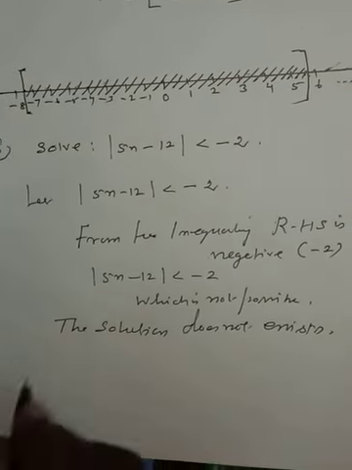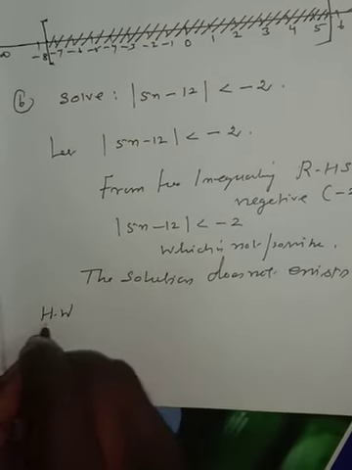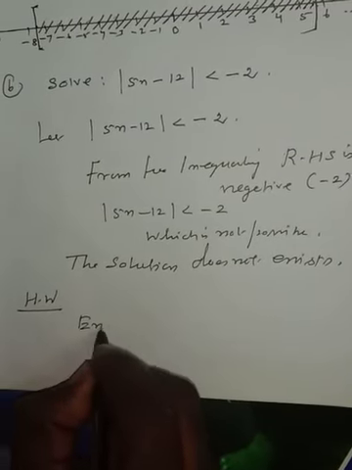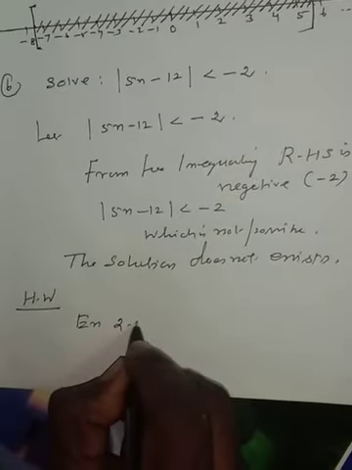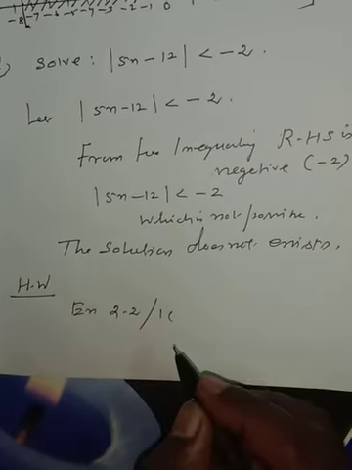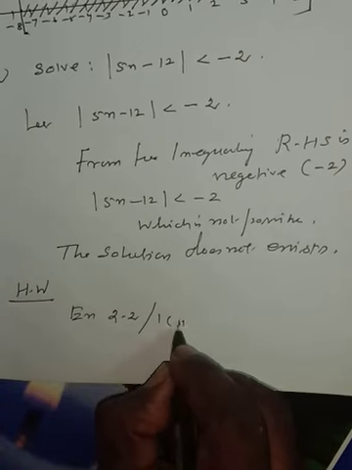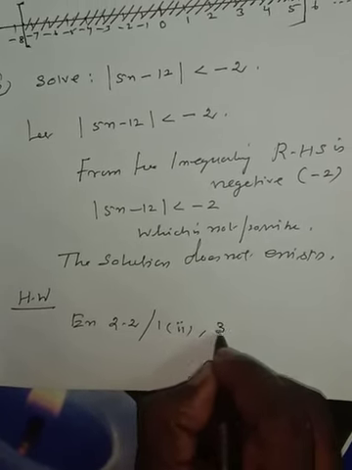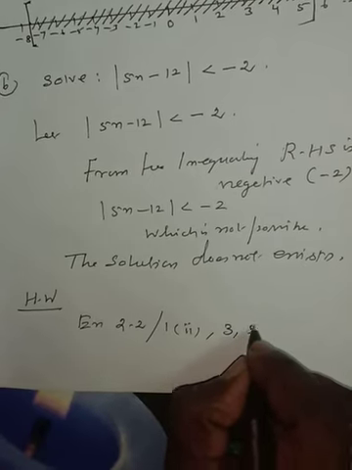Today's homework: Exercise number 2.2. Sum number 1, subdivision number 2, third sum, and then fifth sum.